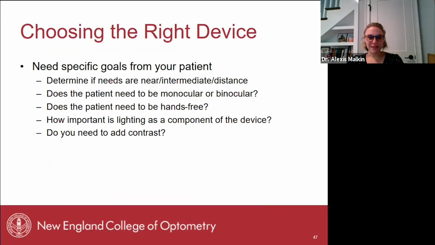So how do you pick the right device? So you really need those specific goals from your patient. That goes back to why the history is so important. Is the patient trying to do things at near, at intermediate, at distance? Do they need to be monocular or binocular based on how their vision functions? Do they need to be hands-free, or can they hold a device in their hand? How important is lighting? Is their contrast really reduced so they need that good lighting, or are they doing pretty well with contrast and a non-illuminated device would be okay? And then do you need to add contrast enhancement to the device that you prescribe?